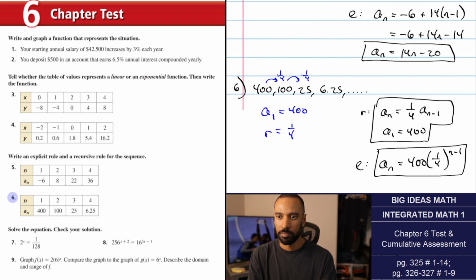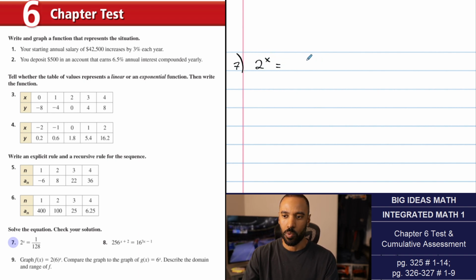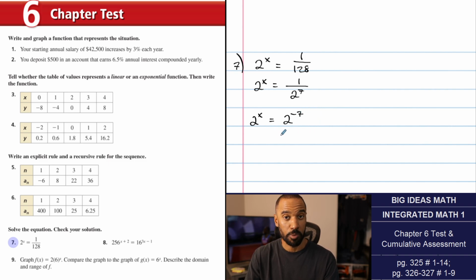Number 7. Number 8, solve the equation, check your solution. So on number 7, we have 2 to the x power equals 1 over 128. Now, the first thing you might do is say, can I represent 128 as 2 to some power? The answer is yes, it's 2 to the 7th. And 1 over 2 to the 7th can be rewritten as 2 to the negative 7th. That's how negative exponents work. We match the bases, we can set the exponents equal to each other, and that actually solves for x.